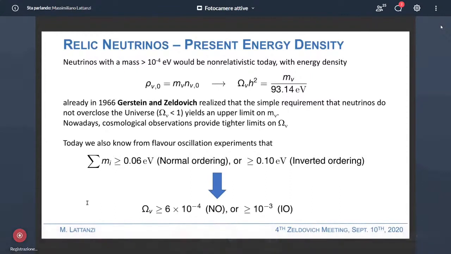Now, things have changed, but the game is still the same, in the sense that we basically have limits on omega_nu from cosmology, which are of course much better than just saying that omega_nu should be smaller than 1, and we translate those limits on the mass. Let me also note that from oscillation experiments, given that we measure the mass differences, we also have a lower bound for the sum of the masses, which is 60 milli-electron volt in the case of normal ordering, or 100 milli-electron volt in the case of inverted ordering. And this can be translated into a limit on omega_nu.